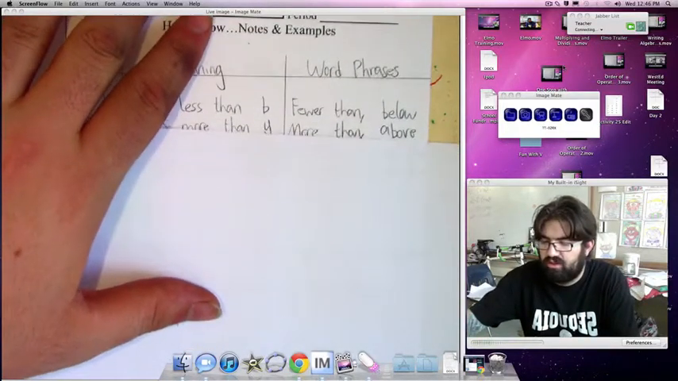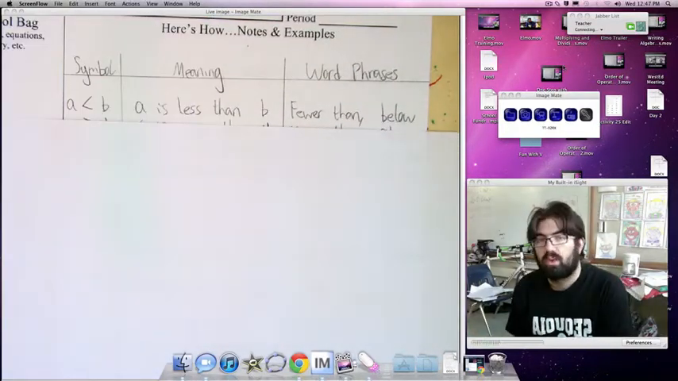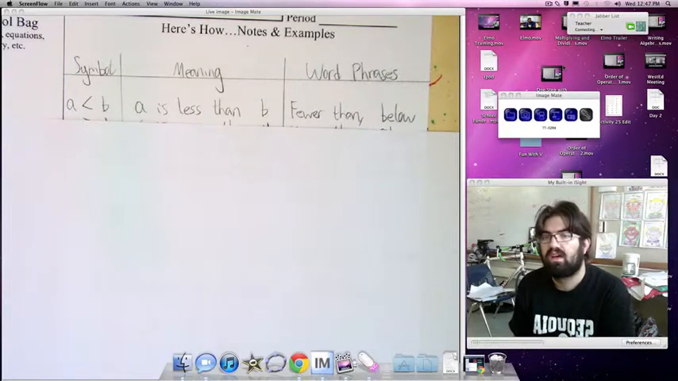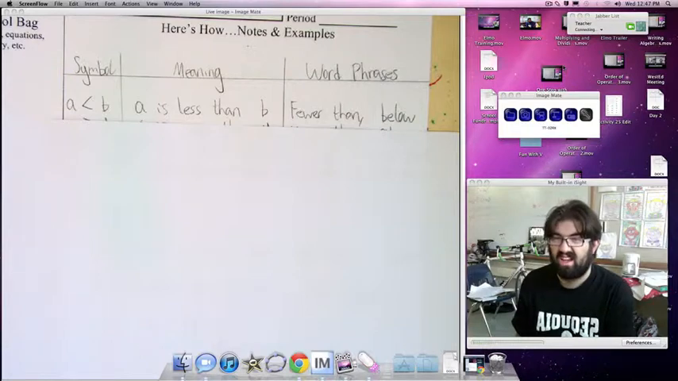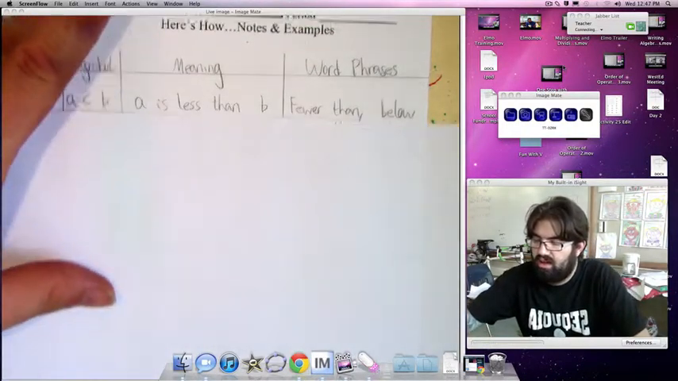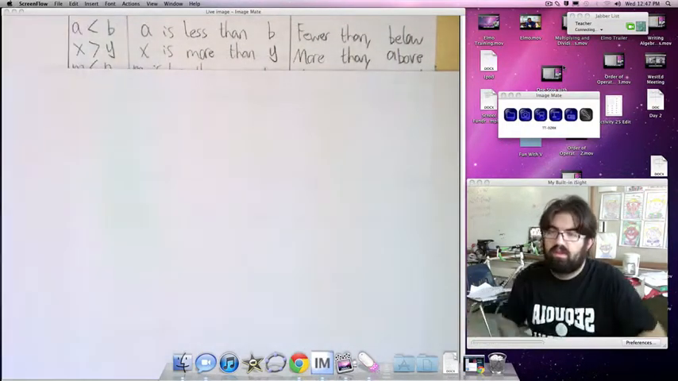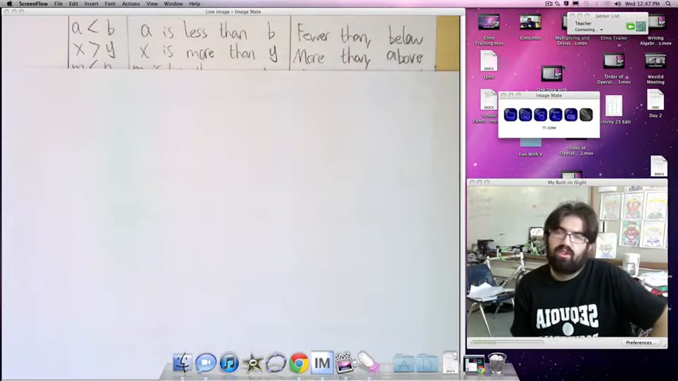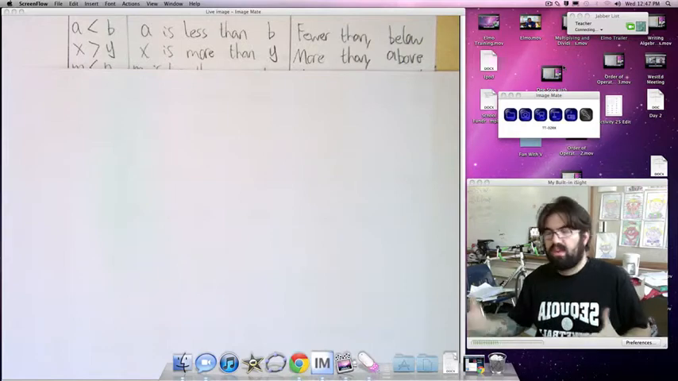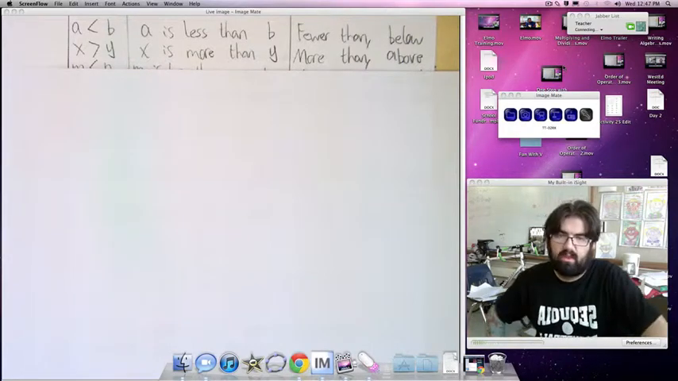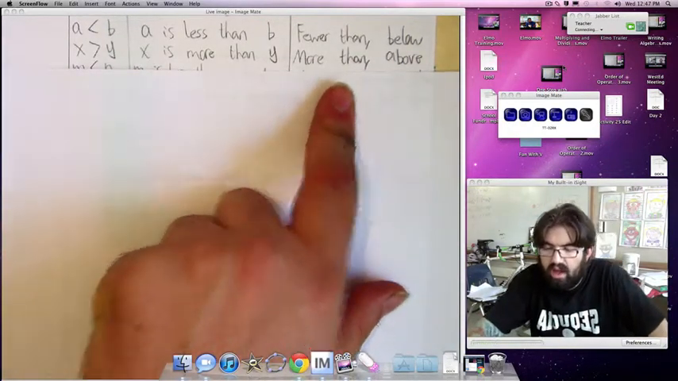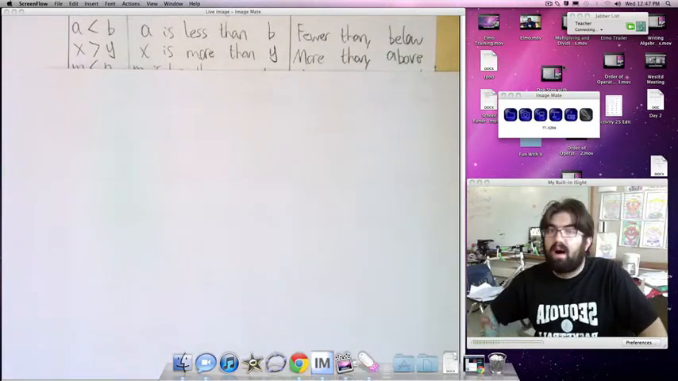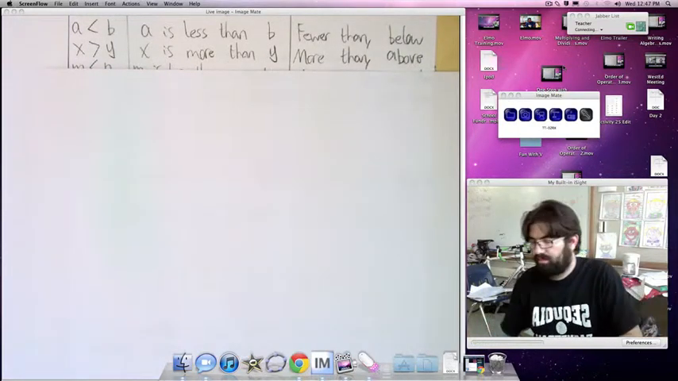Some common things you'll see would be like fewer than, A is fewer than B, or A is below B. Those would be some other ways of saying less than. Next symbol, X is more than Y. So X is like a bigger number than Y. That's basically what it means. It means either more than or above. X is above Y in value.